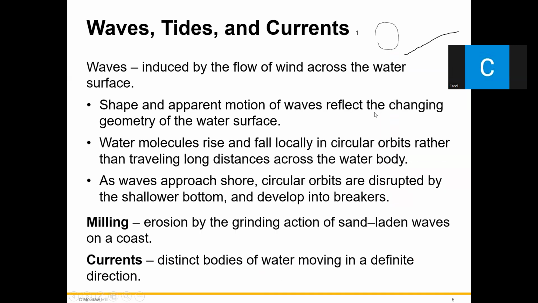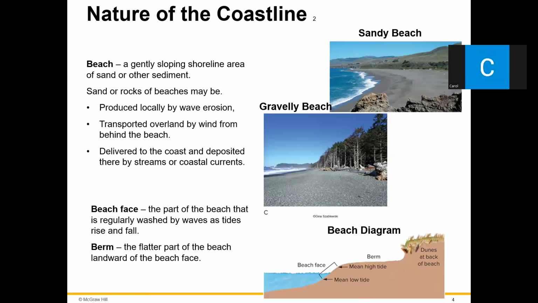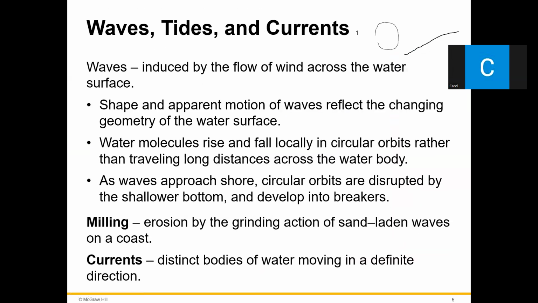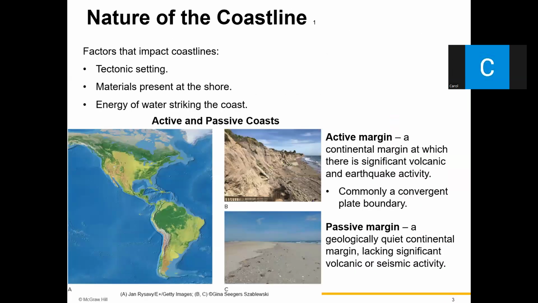Okay, so waves, tides, and currents. I think we all know what currents are. These are where bodies of water move in a definable direction. Certain parts of the ocean move like conveyor belts. On the West Coast, the major currents come up from Alaska, and that's why the waters there are so cold. And on the East Coast, the water is flowing more up from the equator, and that's why it's so warm right there.